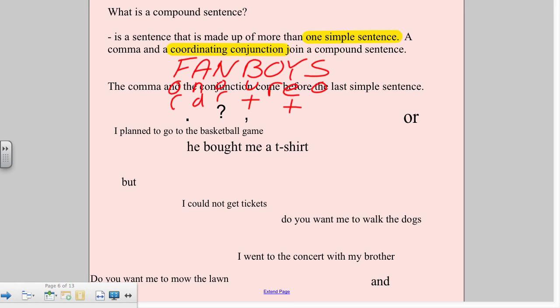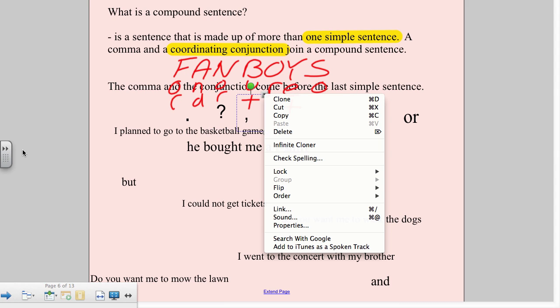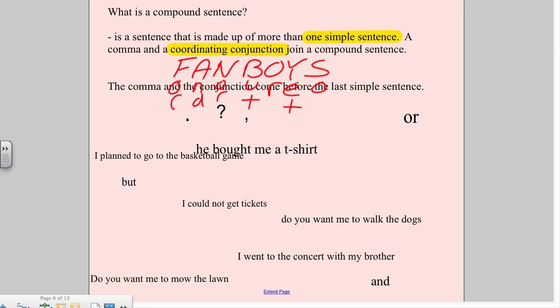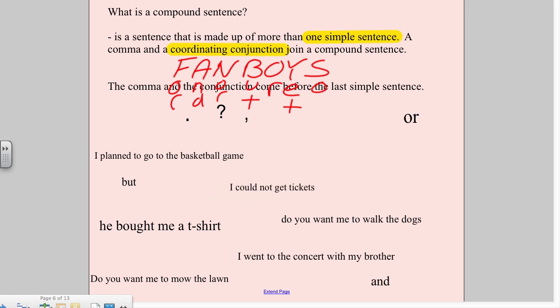Now, in my example below, if there are any teachers watching this, I use the infinite cloner a lot. In my example below, I have students come up and put these example sentences together. I plan to go to the basketball game, and then I put my FANBOY in there. And notice about your FANBOY, a comma should always go before your coordinating conjunction, and you should always put a period at the end. But I could not get tickets.